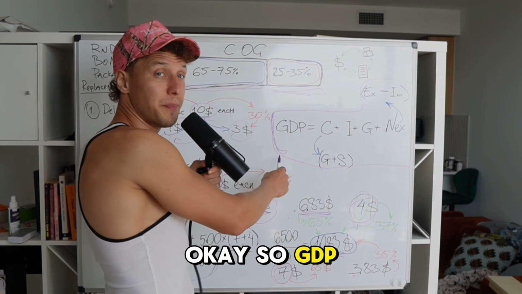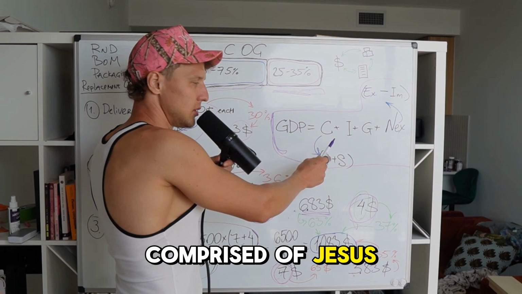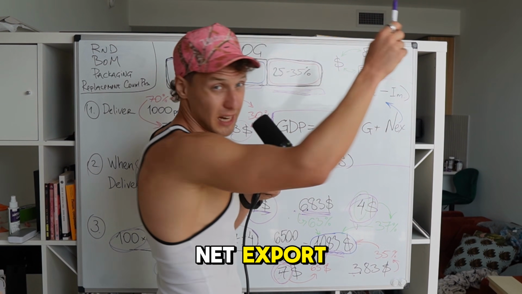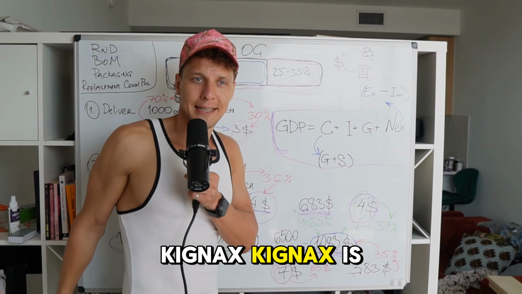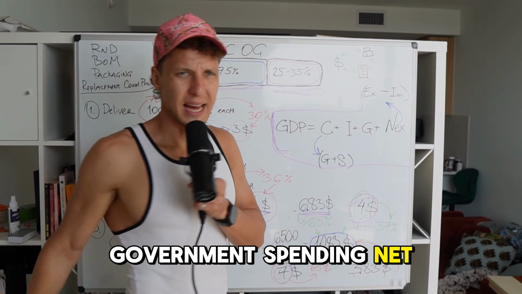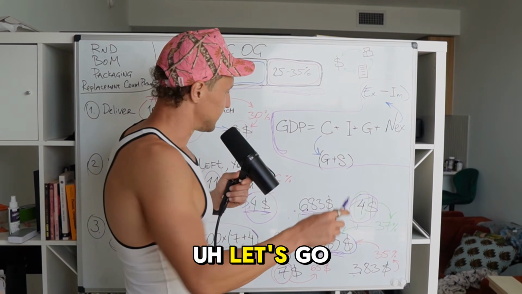Okay, so GDP comprises, is this consumption? Yeah, I think it's consumption, investment, government spending, and net export. C-I-G-NX. It's easy to remember. Consumption, investment, government spending, net export. Let's go into details.